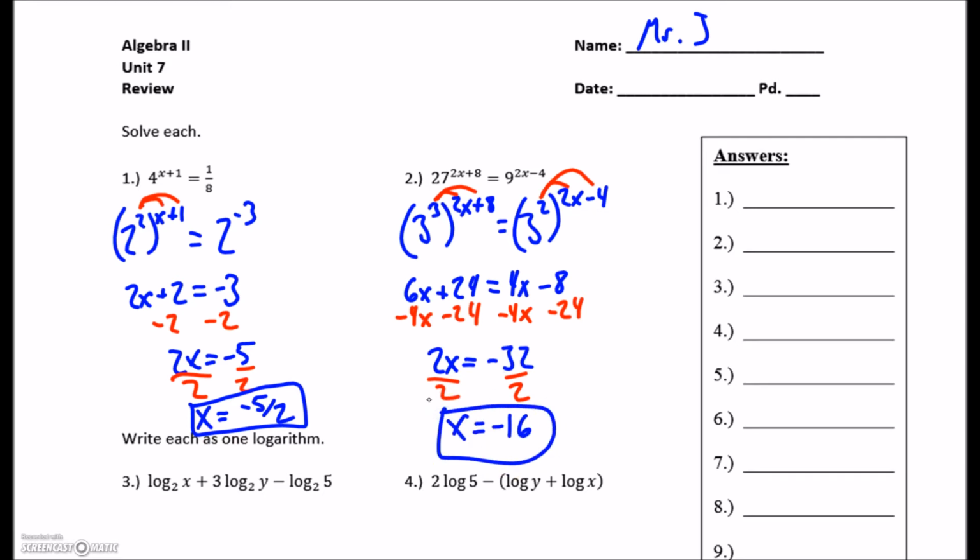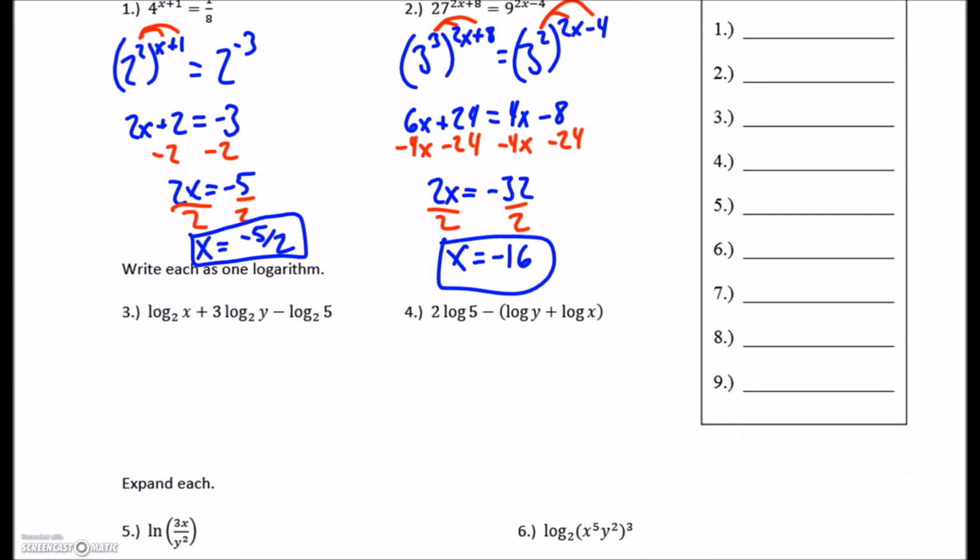If I take a look at the next couple, it's asking me to rewrite each of these as a single logarithm. So using my properties of logarithms, I start by following order of operations. So right away, the 3 that's right here, that's multiplication, so I'm going to take care of that multiplication first. Multiplication becomes an exponent inside the logarithm, so that goes up here as an exponent. So it becomes log base 2 of x plus log base 2 of y to the third minus log base 2 of 5. Now between addition and subtraction, those are tied, so I just go left to right.